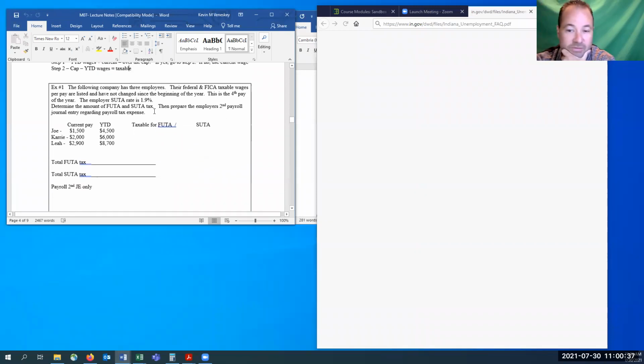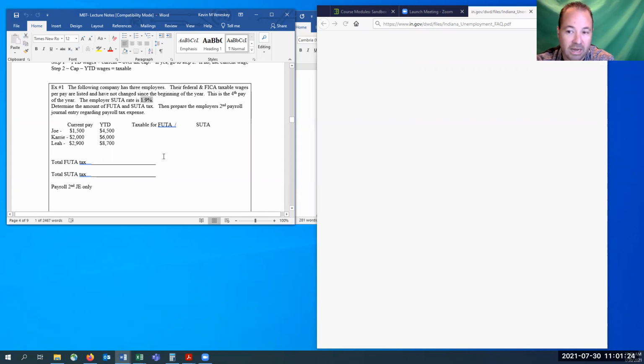All right, so let's give it a shot here. We've got example number one. We have 3 employees. Their federal and FICA taxable wages per pay are listed. Nothing has changed throughout the year. This is the 4th pay, their current pay here. We're assuming that that is their federal and their FICA actual taxable wages. They don't have medical insurance premiums or any other items, or if they do, it's already taken into consideration here. So what they have listed here is taxable.